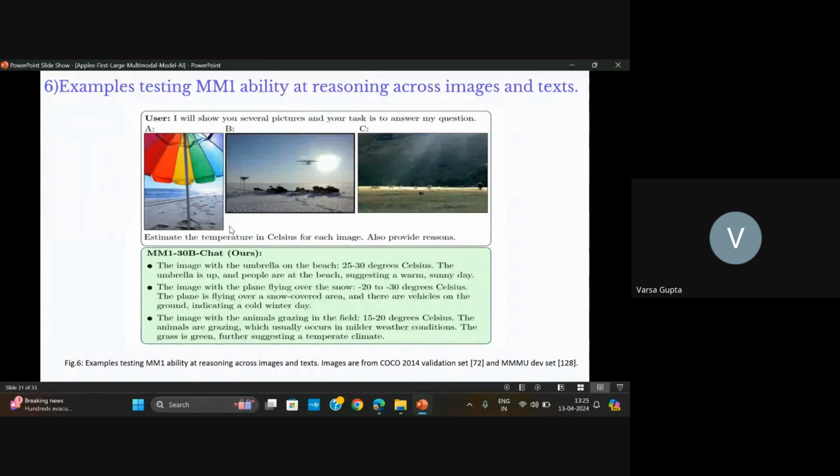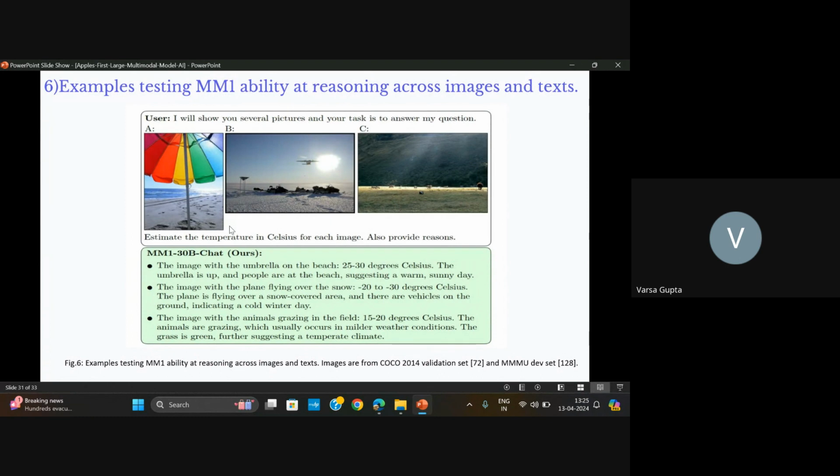In the last example, we see MM1's ability at reasoning across images and text. The user gives the prompt, I will show you several pictures and your task is to answer the question. The first picture is a beach. The second is a picture of a snow covered area. And the third shows animals grazing on a green field, which is related to a moderate, temperate climate.